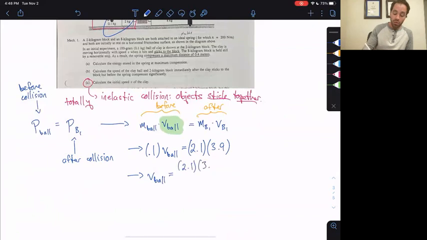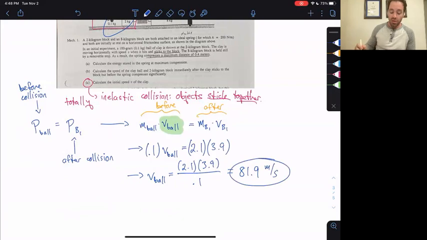2.1 times 3.9 divided by 0.1, which is to say times 10. And so we've got 2.1 times 3.9 divided by 0.1 is a shockingly high 81.9 meters per second. This is much, much faster than what you would get if you analyze the same problem using simple conservation of energy. Again, I made the mistake of doing that when I first looked at this, but then I found that it was suspiciously low. And I was like, that can't really be right. Yeah, it needs conservation of momentum.